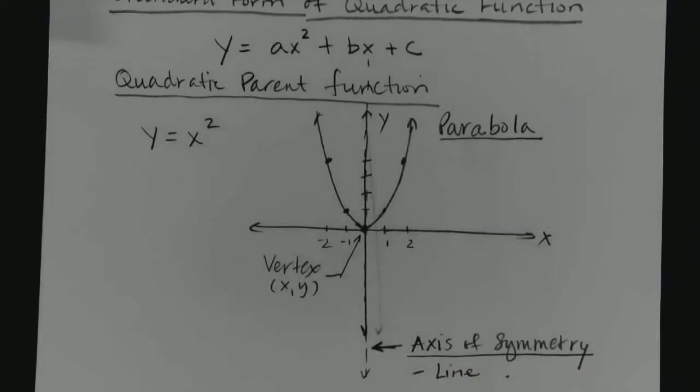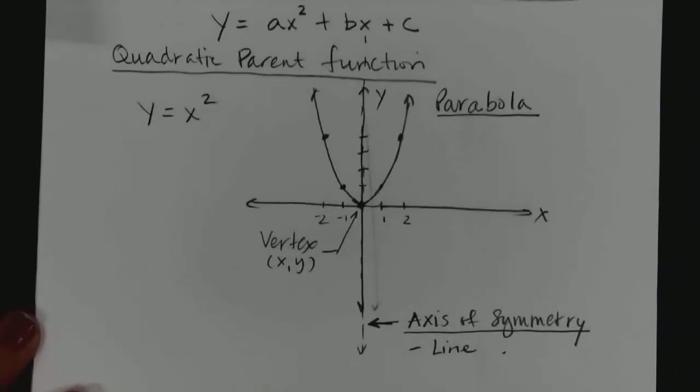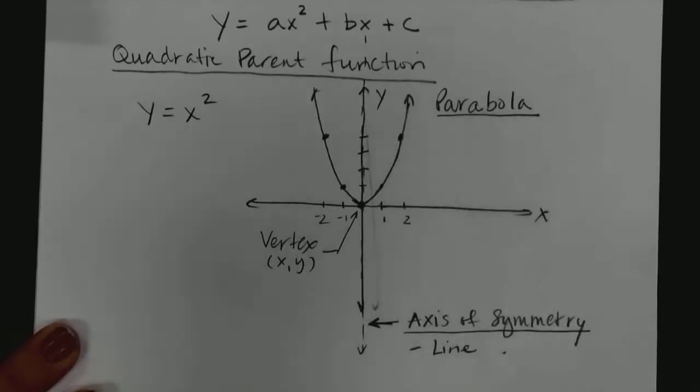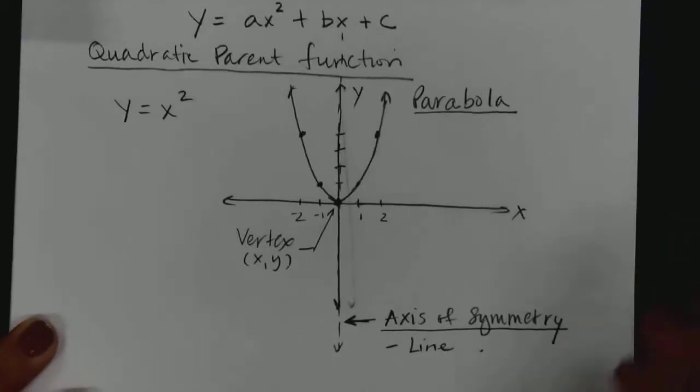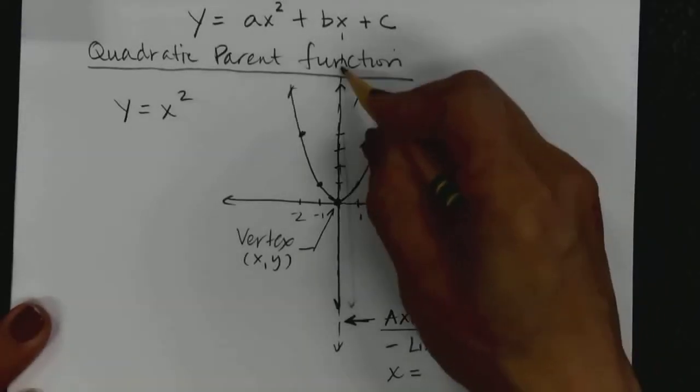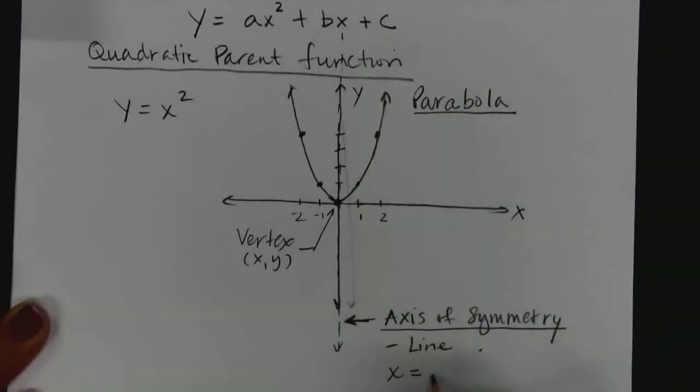So when I ask for the axis of symmetry, you have to give me an equation of that line. Do you guys remember what kind of equation gives you a vertical line? You remember that when we did linear functions? It's not y equals x. It's x equals something. It's x equals a number. So if you notice, this one goes through x equals 0, so this line is x equals 0. Okay? It is a line.